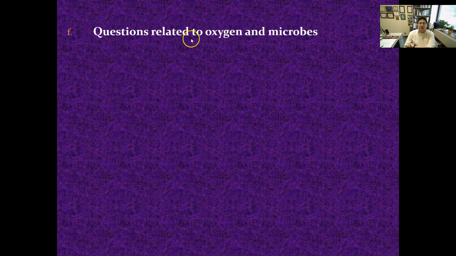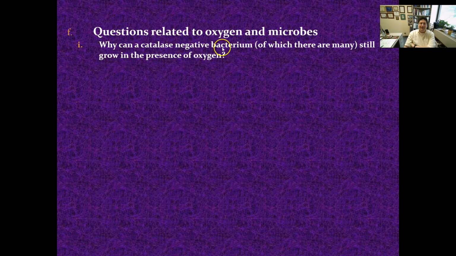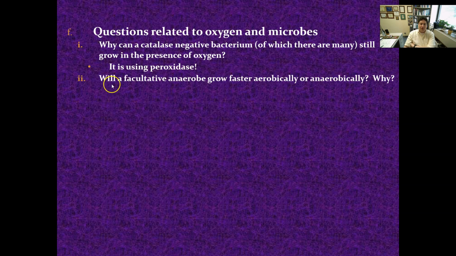All right? So you could think about some general questions related to oxygen and microbes. Why can a catalase-negative bacteria, of which there are many, still grow in the presence of oxygen? In other words, this would be a bacteria that doesn't have the enzyme catalase. So how can it grow with oxygen if oxygen's potentially toxic? Remember, there are 2 enzymes. It's using the other enzyme, peroxidase. Will a facultative anaerobe grow faster aerobically or anaerobically? I kind of told you that one. Aerobically, you can make a lot more ATP if there's oxygen available.